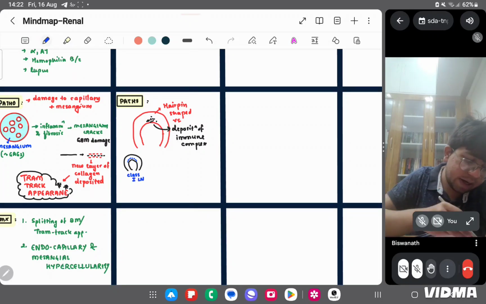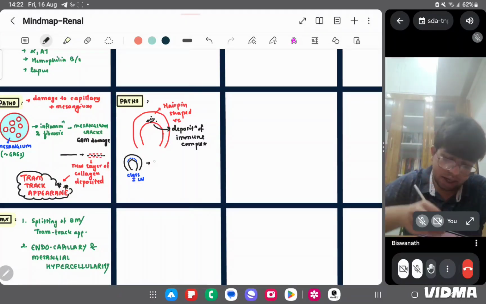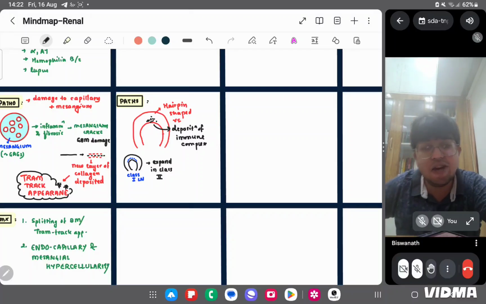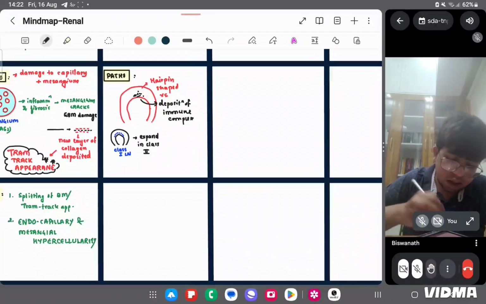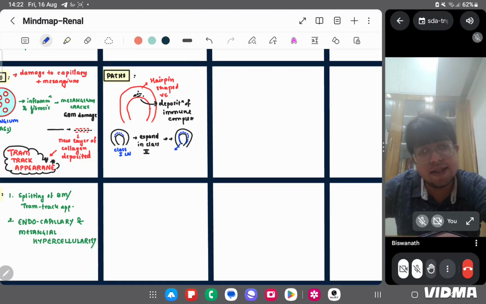LN, lupus nephritis. In class 2 lupus nephritis, it will expand below and downwards. In class 3 lupus nephritis, it looks like a complete damage. Class 4 onwards, it is called a wire loop lesion. As you go on, the deposition will expand and expand, and this type of lesion is formed. Let's say this is class 4.